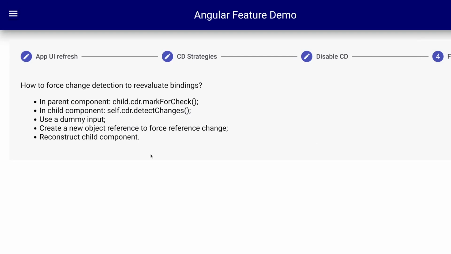For another problem, change detection fails to run, or even though the change detection runs, the UI fails to update because change detection failed to detect the changes. You can use 5 strategies to force change detection to update your screen. One is to invoke the markForCheck method in a parent component.